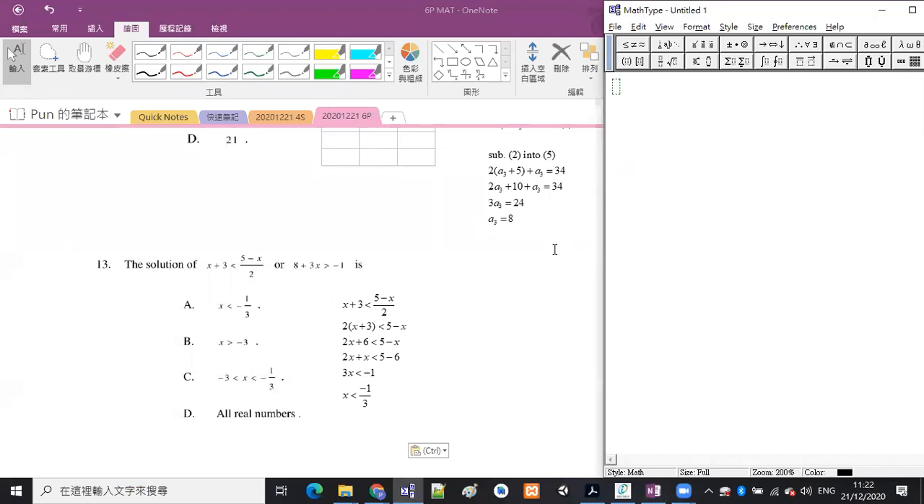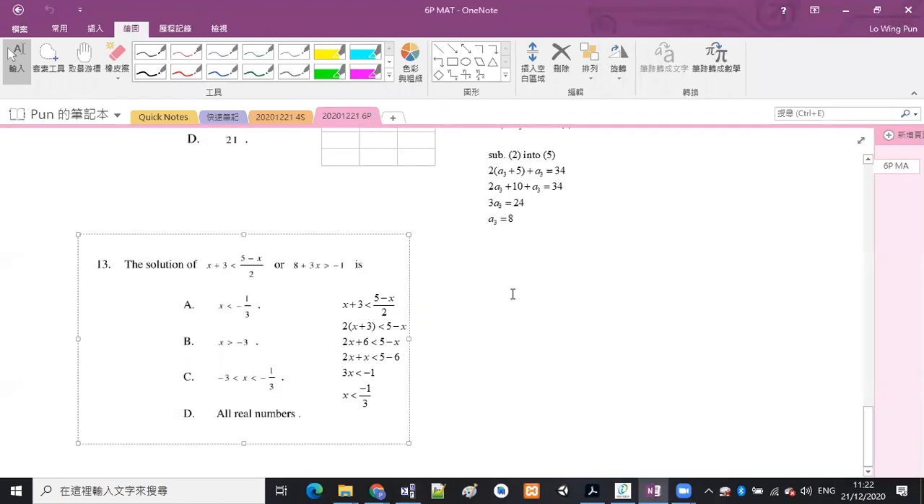And then for second one, 8 plus 3x is larger than -1. And then 3x is larger than -1 minus 8, which is -9. Finally, x is larger than -3. Okay, and they are connected by the word or.